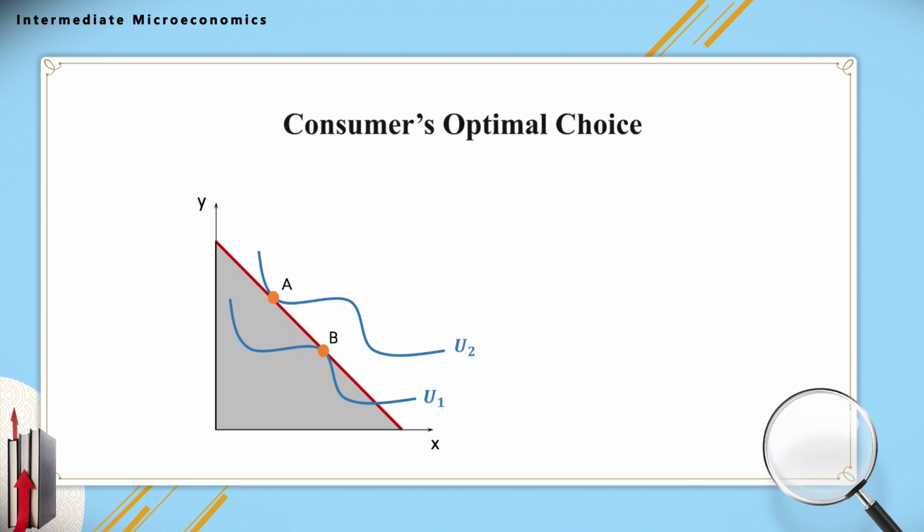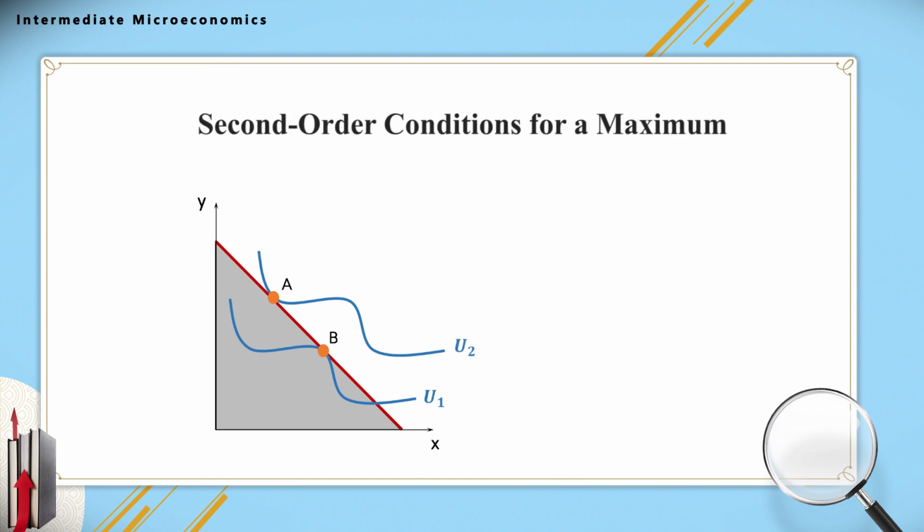For example, as this graph shows, we find two tangent points of indifference curves and the budget line. Both these two points satisfy the first-order condition, but we can easily see that point A is located on a higher indifference curve. It's better than point B. So actually, to make sure the tangent point is utility maximized but not minimized, we need to examine the second-order condition.